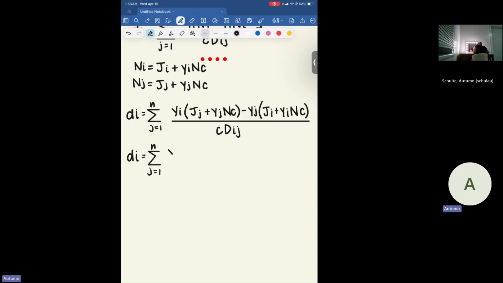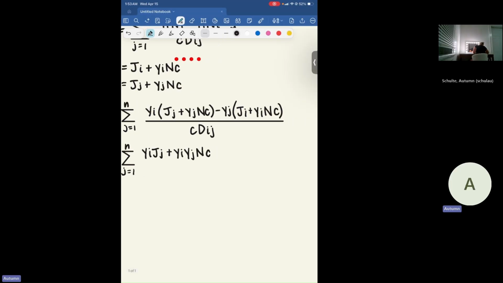So this is going to be the mole fraction of I times the molar diffusive flux of J, plus the mole fraction of I times the mole fraction of J times the total molar flux N times the total molar concentration C, minus the mole fraction of J times the molar diffusive flux of I, minus the mole fraction of J, mole fraction of I times the total molar flux N and the total molar concentration C, divided by the overall molar concentration and the diffusive constant of I through J.